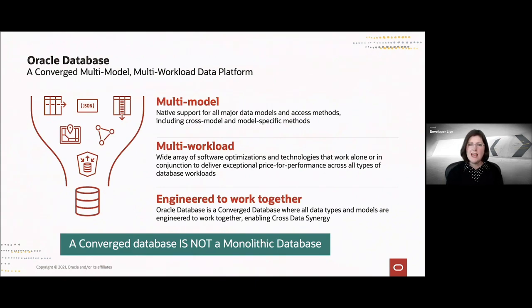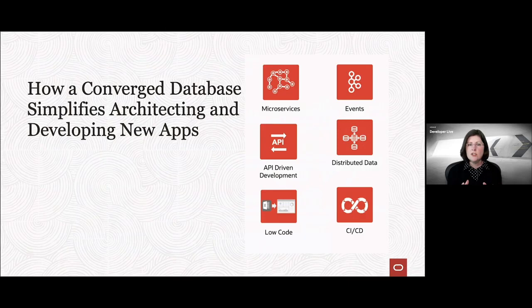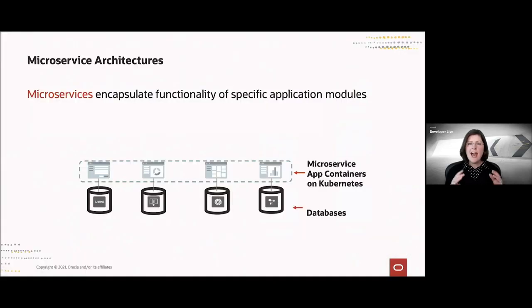Because what I want to do next is take a look at how a converged database can simplify the architecture and the development of these new applications. I want to start by taking a look at probably the most popular new development paradigm for these apps, which is microservices. With microservices, we're encapsulating the functionality of a specific application module into its own service, separate from all the other modules in that application.